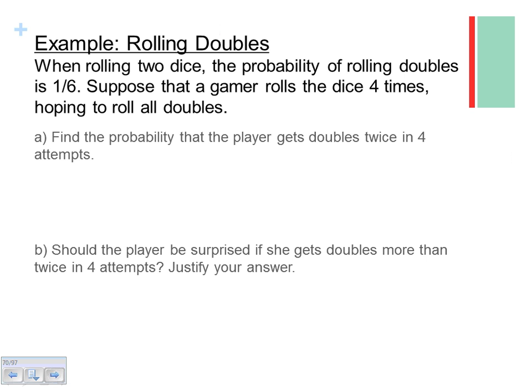All right, so rolling doubles. When rolling 2 dice, the probability of rolling doubles is 1/6, and you can figure that out if you wanted to. Suppose that a gamer rolls the dice 4 times, hoping to roll all doubles. Find the probability that the player gets doubles twice in 4 attempts. So I'm going to let you think through what you would do.